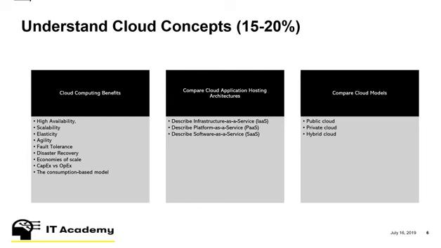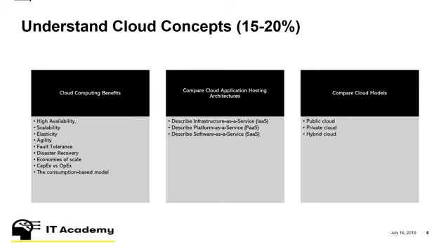So for cloud computing benefits, we need to be aware of what high availability, scalability, elasticity, agility, fault tolerance, DR, the economies of scale of using the cloud, how CapEx differs from operational expenditure, and we also need to have an understanding of the cloud consumption-based model.